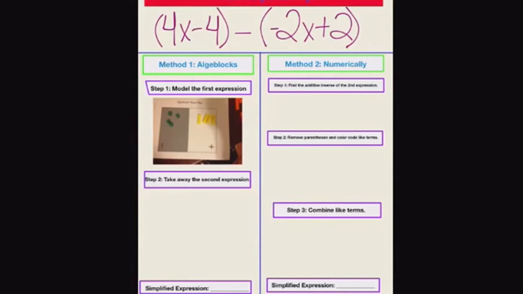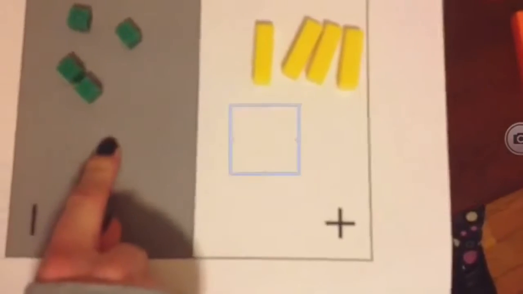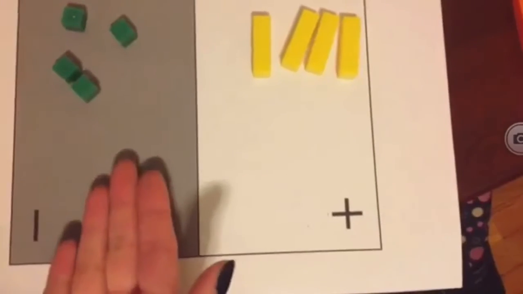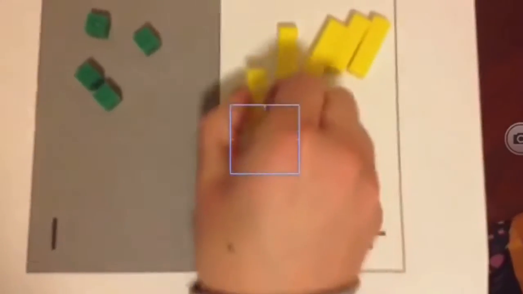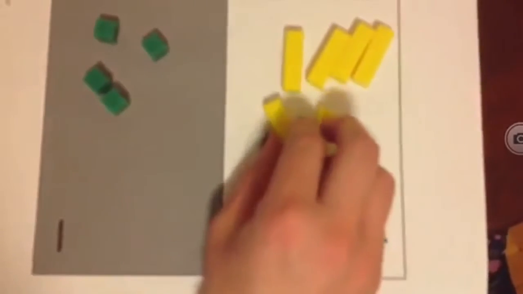Okay, and now we're going to take away the second expression, which again is negative 2x plus 2. So again, we want to take away negative 2x, but we don't have any negative 2x. So instead of taking away negative 2x, we're going to add on 2x to our positive side. Okay? And then we also need to take away positive 2, but again, we don't have positive 2, so we're going to have to add on the negative 2 to our negative side. Okay? Go ahead and take a picture. Drop that into GoodNotes.